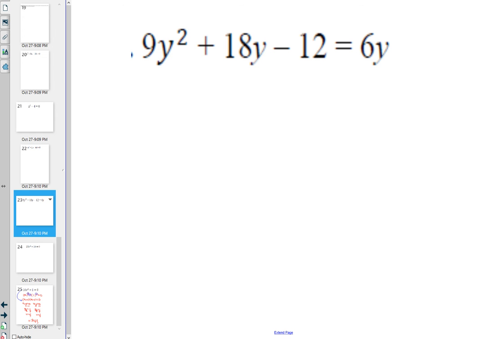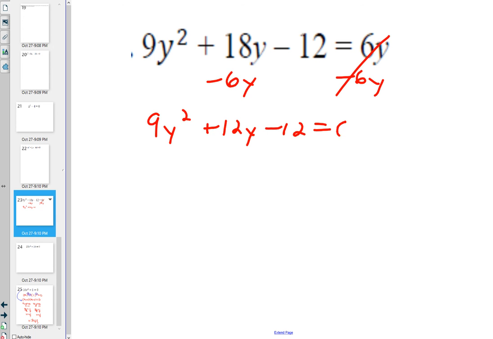Okay, here we go. Let's do this one. First step. Make it equal to 0. Minus 6y minus 6y. 9y squared plus 12y minus 12 equals 0.